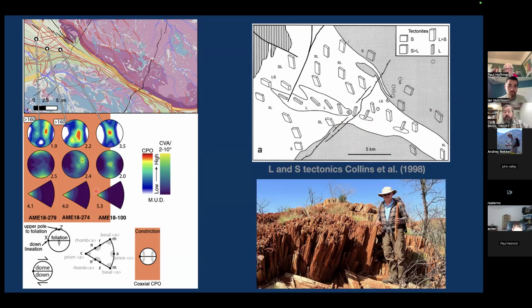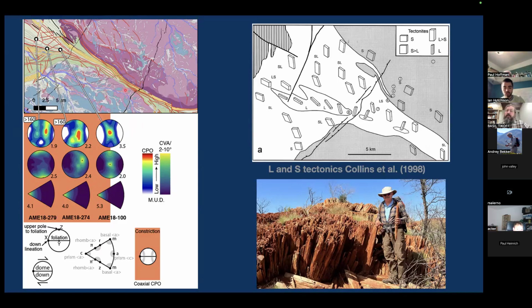It's not an overprinting. You can't call on orthogonal foliation development. The fabrics are truly constrictional, or at least the last ones are constrictional. Same prism A slip, so the same temperatures of deformation. We expect the CVAs to be wonky in this case. And we're getting good constrictional fabrics, which is basically small circles around the x-axis. So that seems to work.